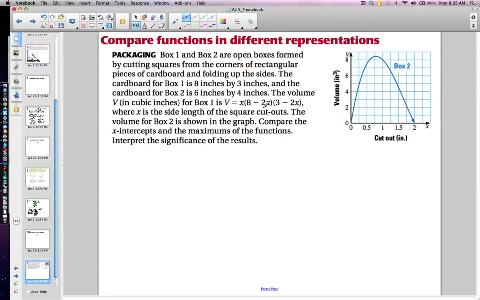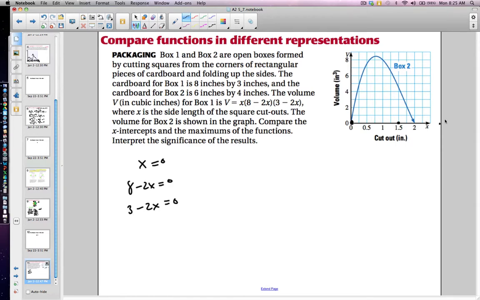That would be fine. I can see that I'm going to have intercepts if I set these equal to 0. If x is equal to 0, if 8 minus 2x is equal to 0, and if 3 minus 2x is equal to 0, then I know that I'm going to have an intercept at 0. I'm going to have an intercept at, let's see, 8 equals 2x, x equals 4, at 4, 1, 2, 3, 4 way out here. And then this would be 3/2, so 1.5, there's an intercept there.